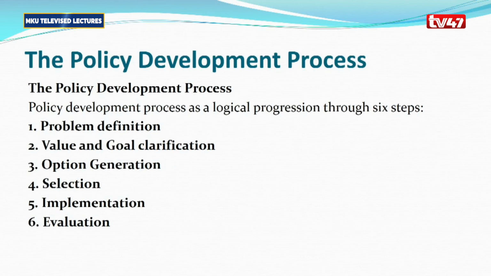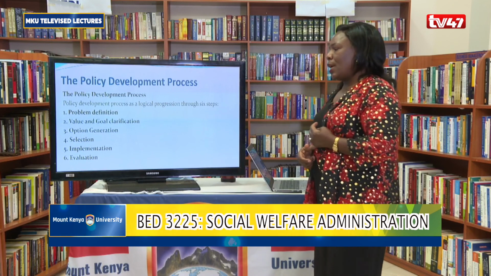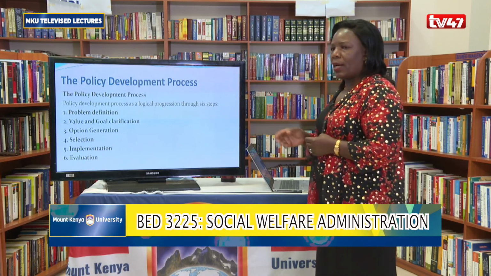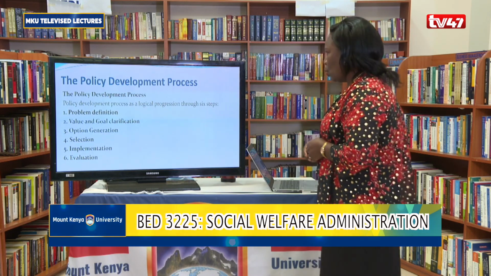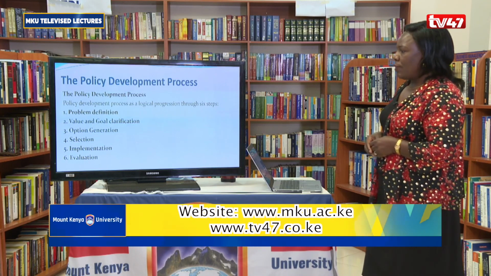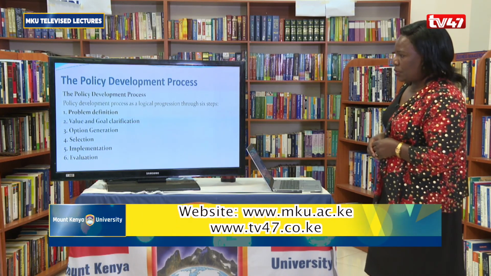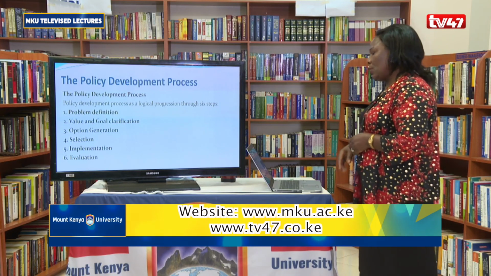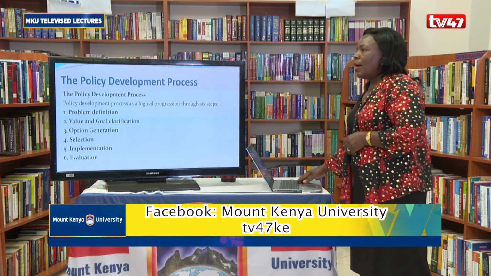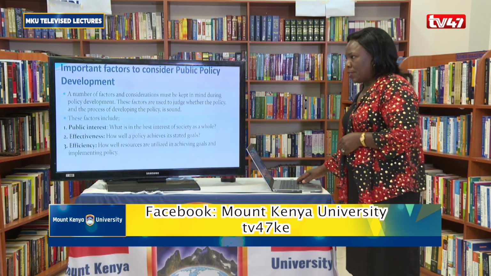Then we have the selection. We are able to select among all those options. We are able to select, and after we select, then there is the implementation. And when we carry out activities, then we are actually able to do the evaluation. So 6 of them: problem definition, value and goal clarification, option generation, selection, implementation, and evaluation. There we have it, the process of policy development.